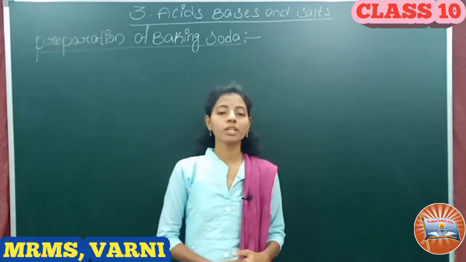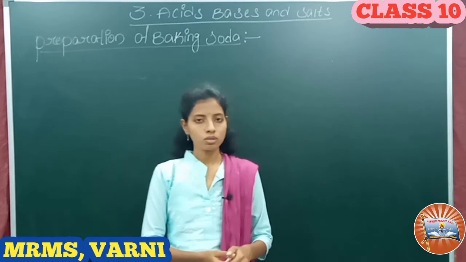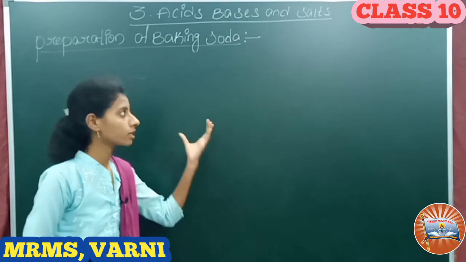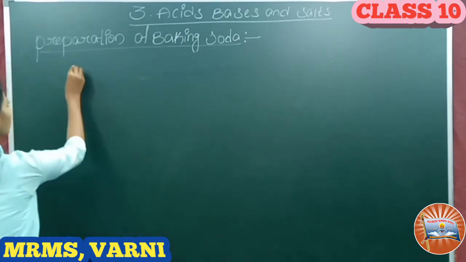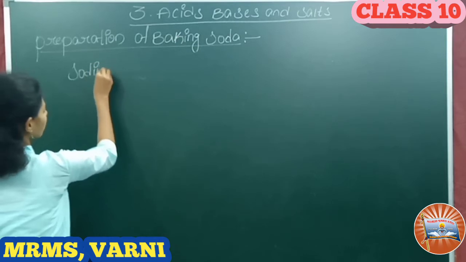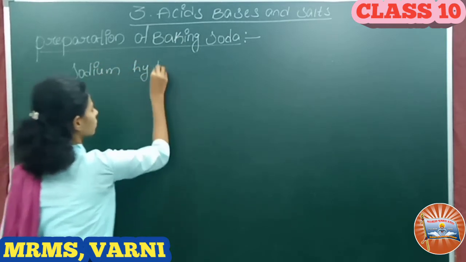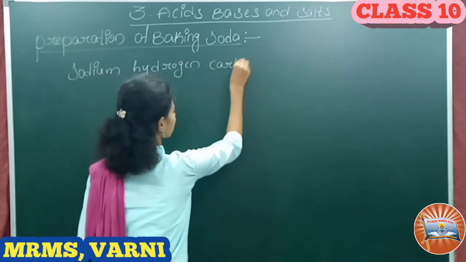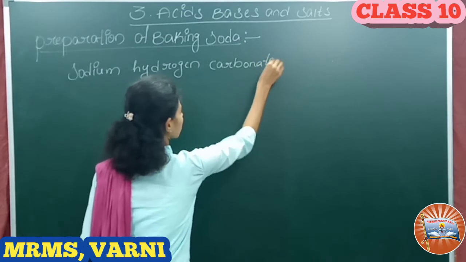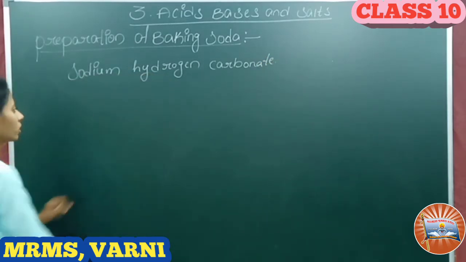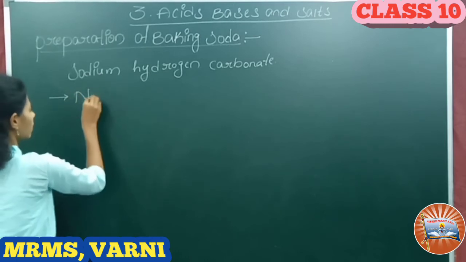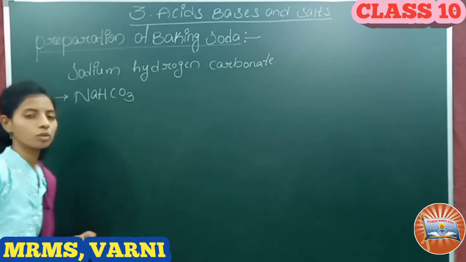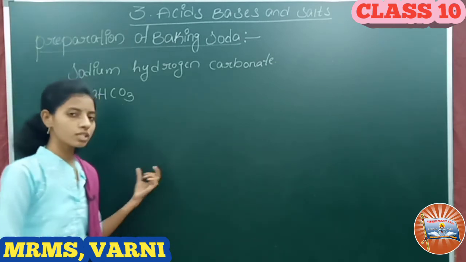See the next one, preparation of baking soda. So this is the preparation of baking soda from sodium chloride. What is the chemical name of baking soda? That is sodium hydrogen carbonate. The chemical formula of this sodium hydrogen carbonate is NaHCO3, sodium hydrogen carbonate. So how is it prepared?